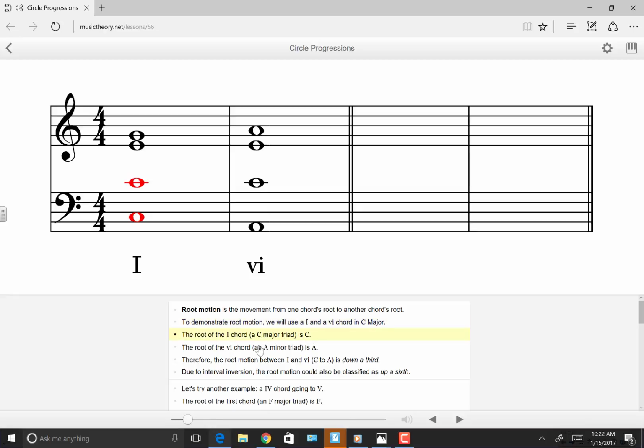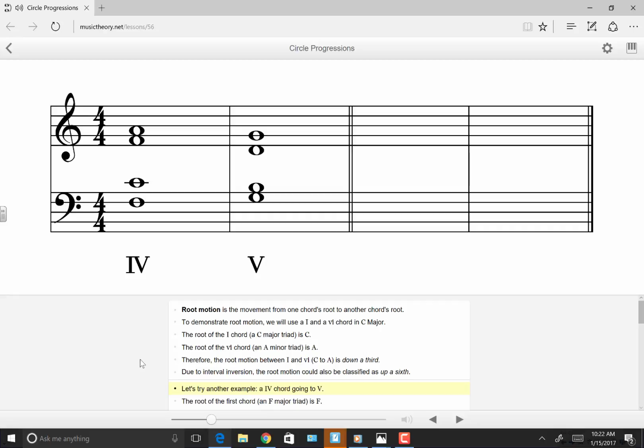The root of the 6th chord is A, and that is the A minor triad. Therefore, the root motion between these two chords is down a third. Due to interval inversion, the root motion could also be classified as up a sixth. So let's try another example.